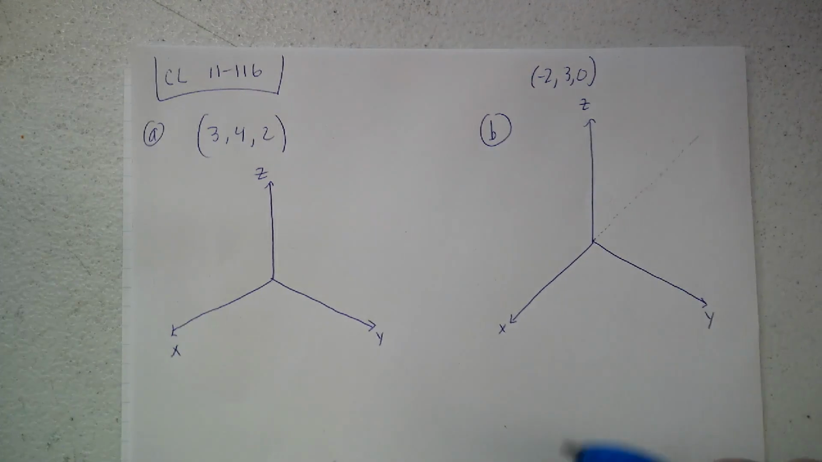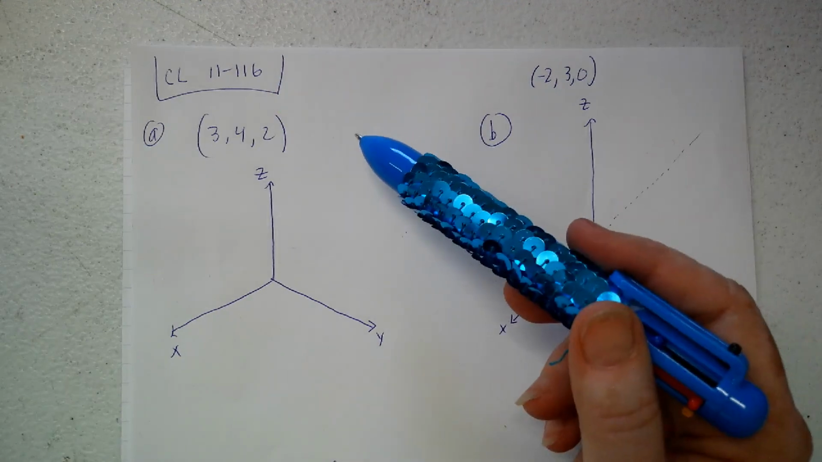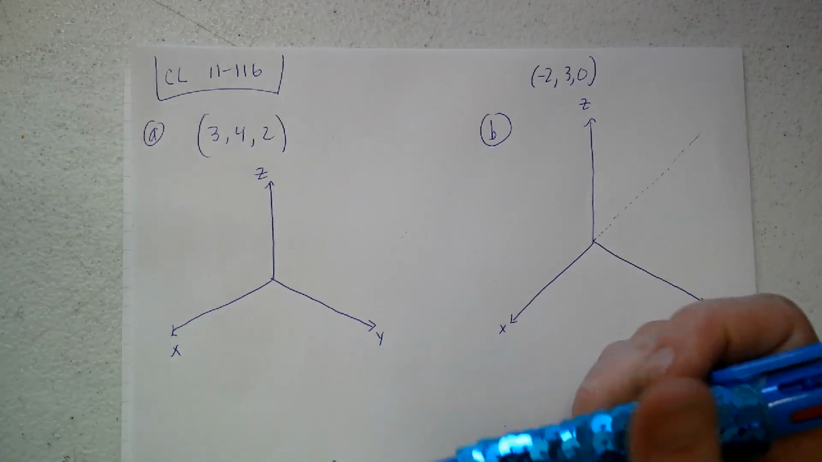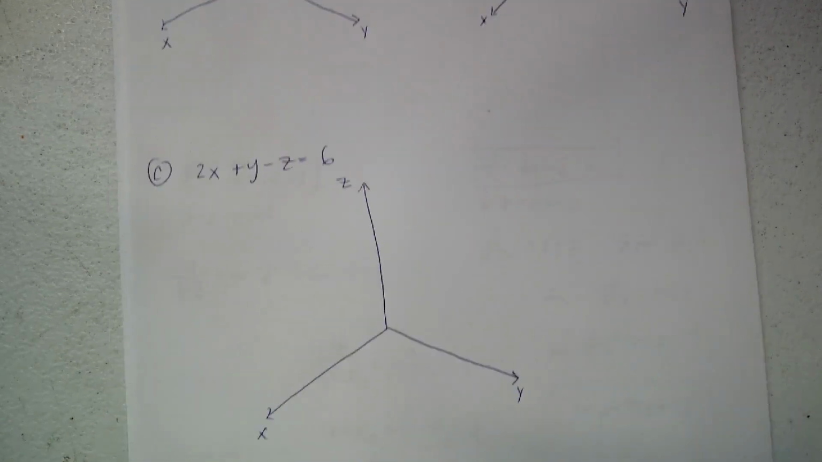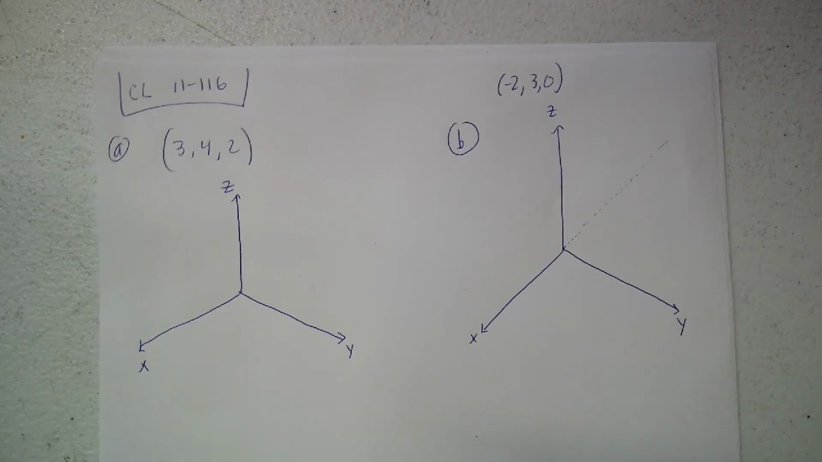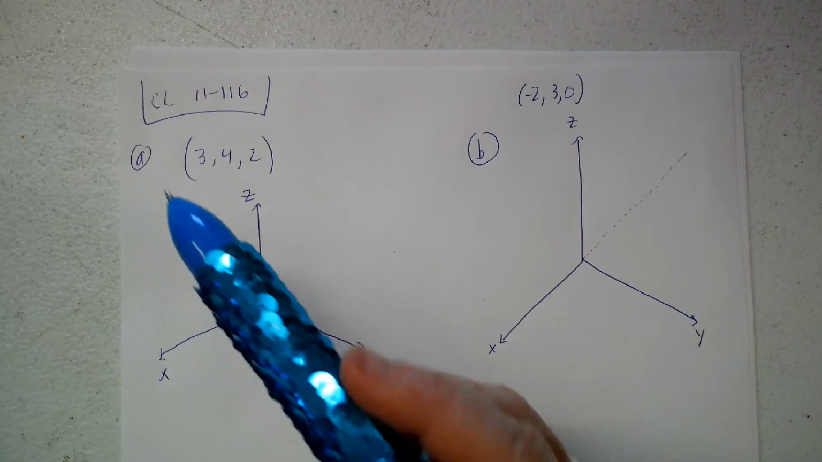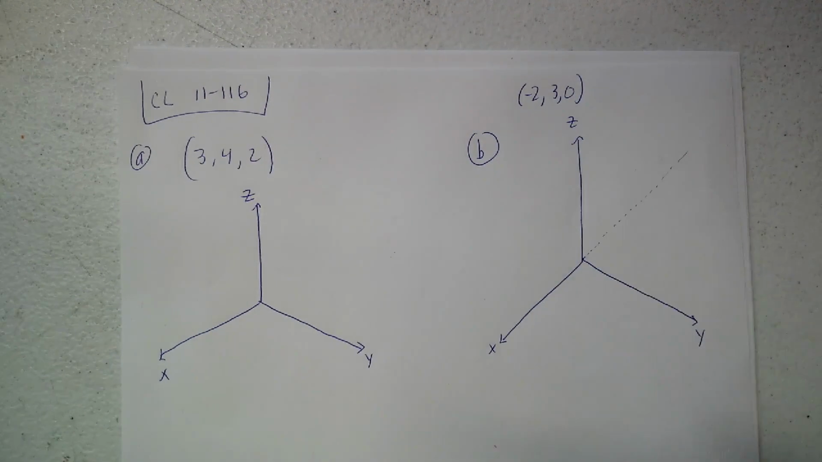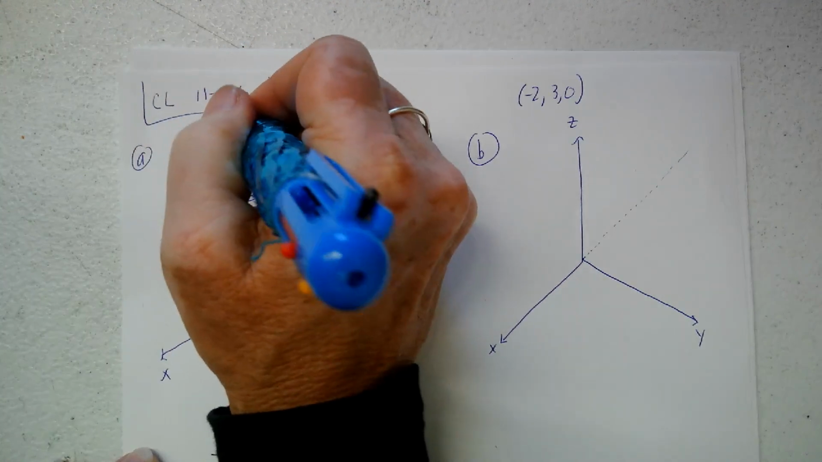Here's Integrated 3. This is problem 11-116, and it wants me to graph in 3 dimensions. So when I graph in 3 dimensions, I'm going to have an x, a y, and a z axis. You can use your dot paper, or you don't need dot paper if you don't want it. So this one and this one are both going to be a point. And this is x, y, z.